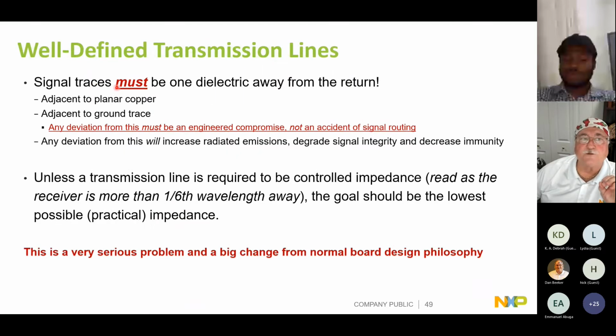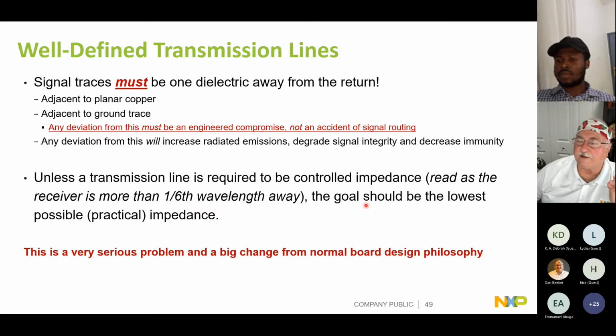So our job is signal traces one dielectric from the return or ground. That needs to be an adjacent trace if you don't have the luxury of a ground plane, or one dielectric away from the ground plane. And anytime you break this rule, it's going to increase crosstalk, reduce signal integrity, decrease the immunity, and increase the radiated emissions. And unless a transmission line has to be controlled impedance, and that's where it's not lumped, which we'll get into a little bit later.